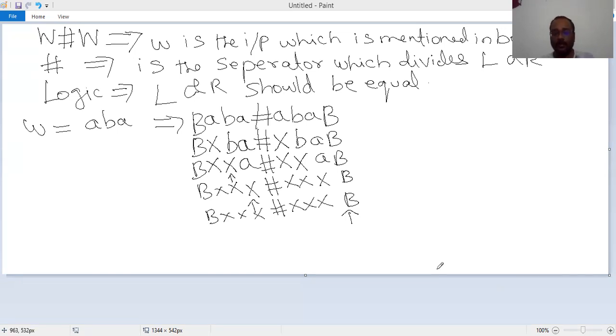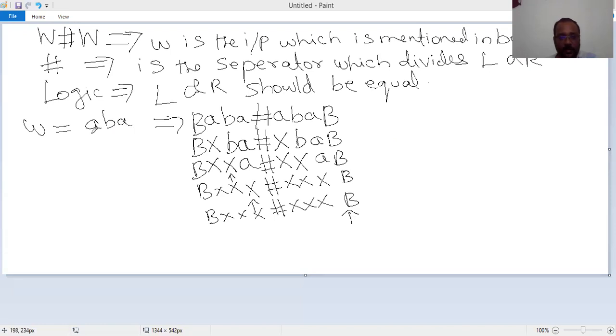Welcome back, students. In the last session, we discussed W hash W, how to perform the operation in a Turing machine, and how to justify that the left hand side input and right hand side input are equal. In this session, we will discuss how to draw an automata diagram for this particular Turing machine operation.